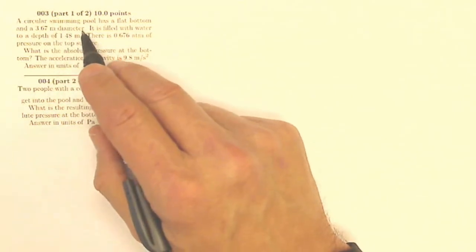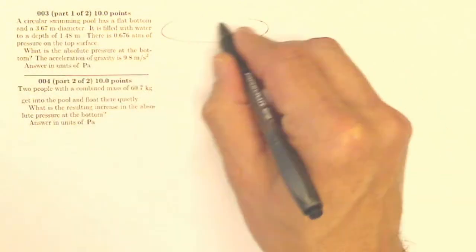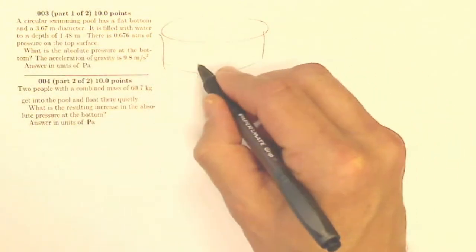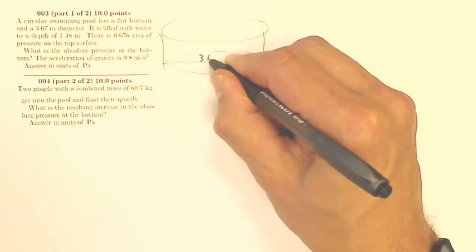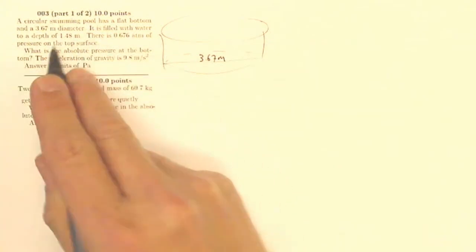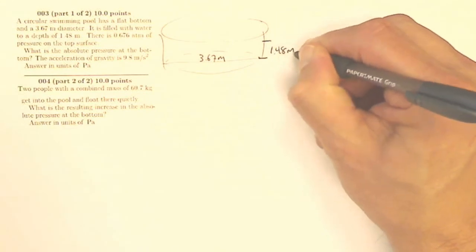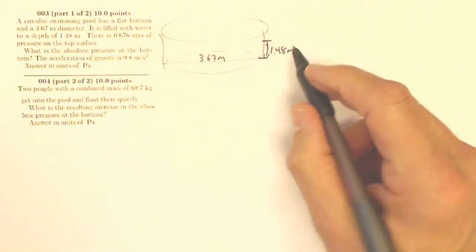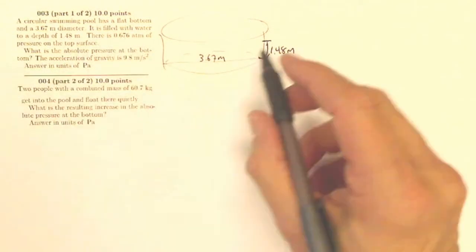A circular swimming pool has a flat bottom and a 3.67 meter diameter. That's going to come into play. So here's my pool, and my diameter of that pool is 3.67 meters. It is filled with water to a depth of 1.48 meters. 1.48 meters is that. And there is 0.676 atmospheres of pressure at the top surface.